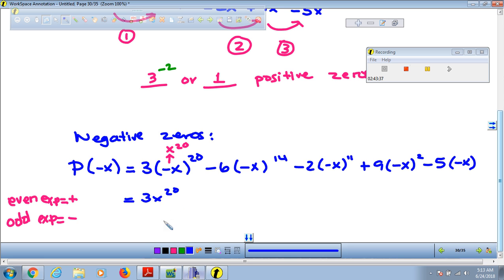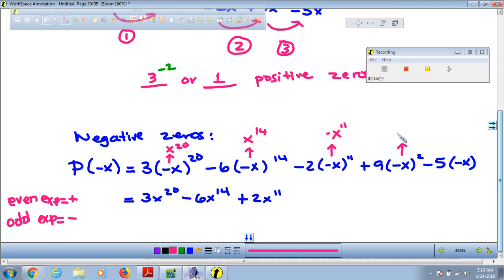So the whole positive from the x to the 20th times positive from the 3 makes a positive term, 3x to the 20th. With the next one, it's also going to be a positive x to the 14 because the 14 is even. The issue here is there's a negative on the 6, so positive times the negative, negative 6x to the 14th. Even if the x to the 14th was positive, times the negative in front of the 6 makes it negative. This is going to stay as a negative x to the 11th times a negative on the 2, positive 2x to the 11th power.